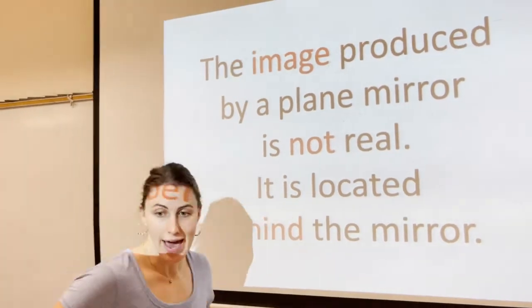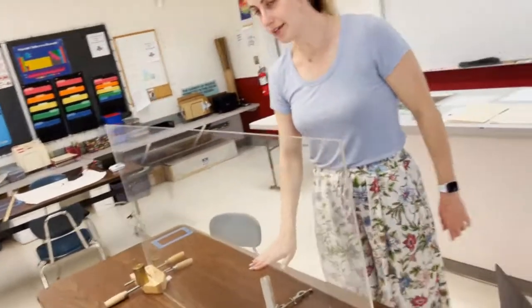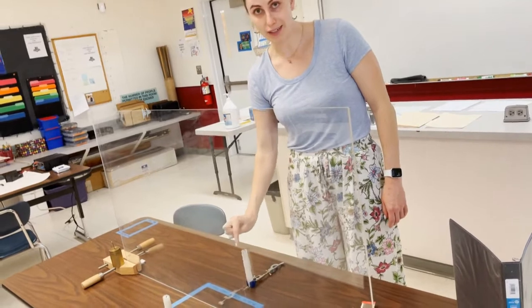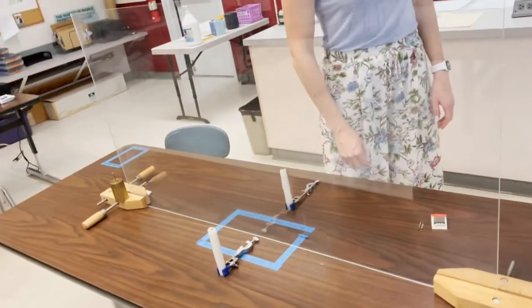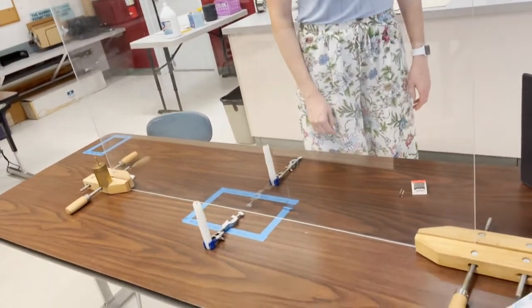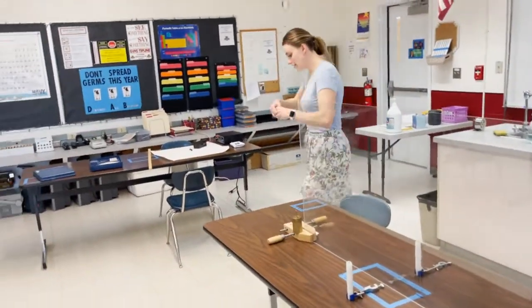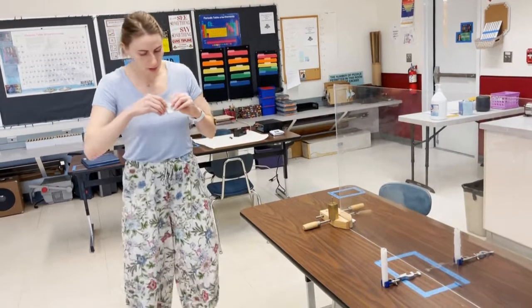So was I actually burning myself over here when I put my hand here? No, I'm not, right? And why is that? Because this image is not real. You saw something there. In fact, light the candle again in the front. So it's not real. And where is this image located? Like we said, it's located behind the mirror.